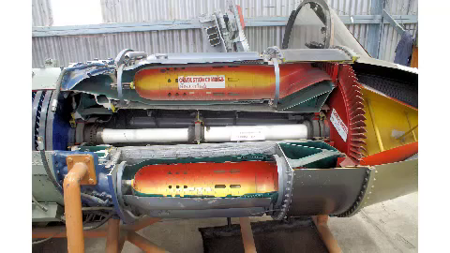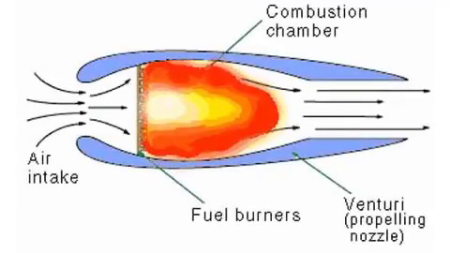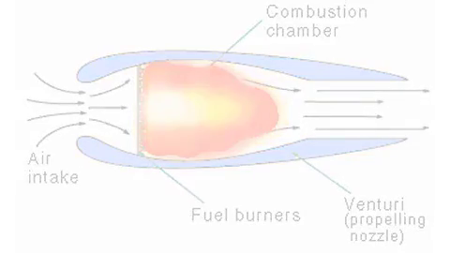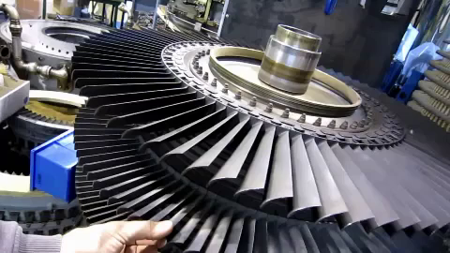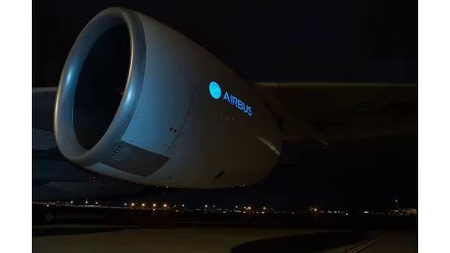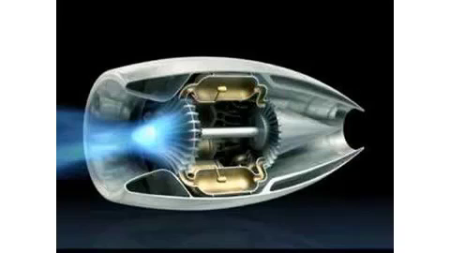Combustor. In this part, the compressed air is mixed with the fuel and ignited. The heat can reach up to 2700 C. Turbine. The exhaust gases are made to pass through the turbine, causing the turbine blades to rotate. They are fixed on the same shaft on which the compressor is attached.